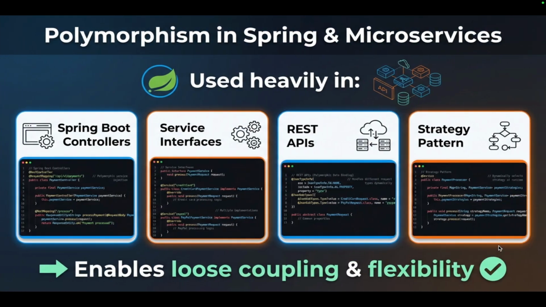Polymorphism in Spring and microservices. Polymorphism is heavily used in Spring controllers, service interfaces, REST APIs, design patterns. This allows us to write loosely coupled, scalable, and clean architecture code.